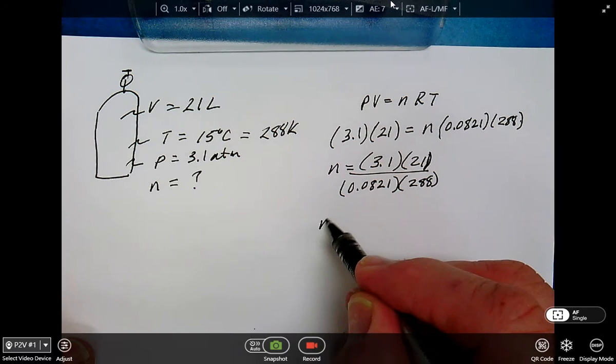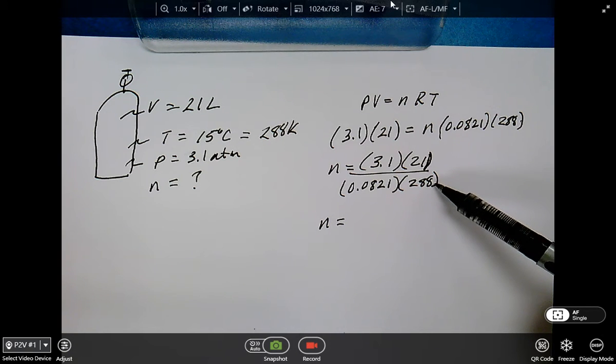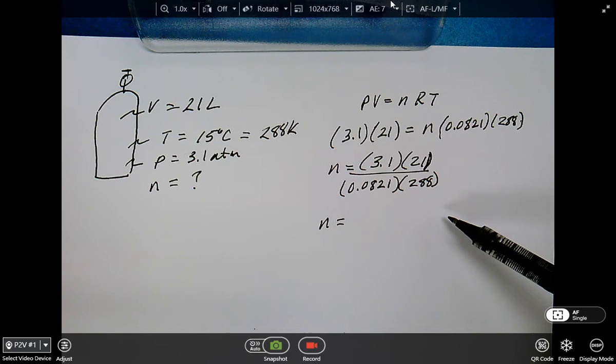So in your calculator, you're going to punch in 3.1 times 21, then divided by 0.0821 and divided by 288. Again, be sure that you hit divided by again down here. Don't hit times. It's on the bottom, so you must divide it as well.